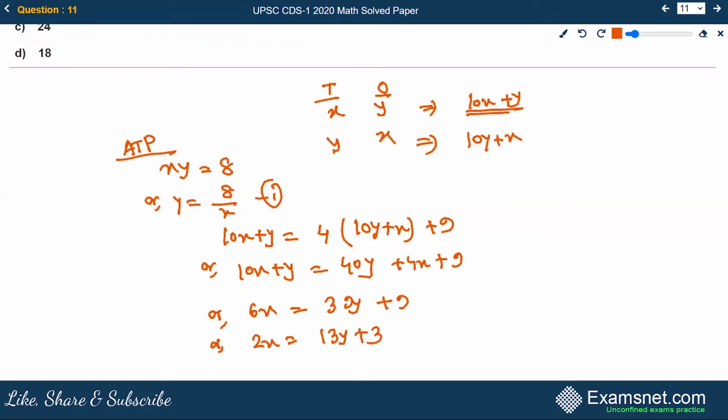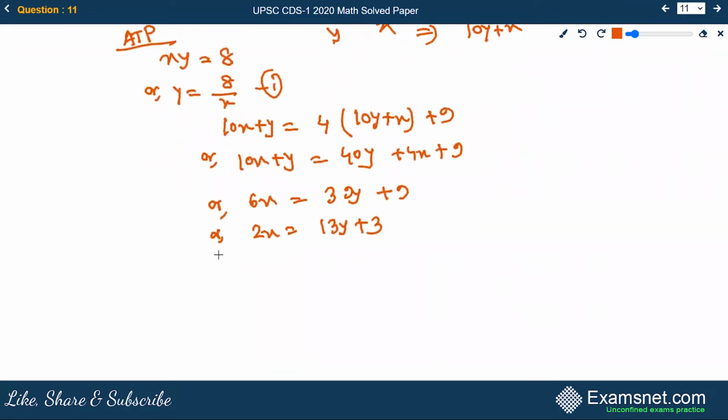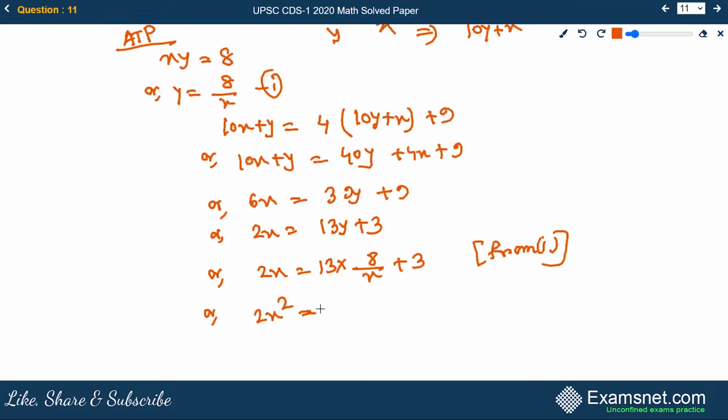Now from 1, I can write in place of y, 8 by x: 2x = 13 times 8 by x + 3. So that is from 1. Let's continue with the calculation. It becomes 2x squared = 104 + 3x. So the quadratic equation we get from here is 2x squared - 3x - 104 = 0.